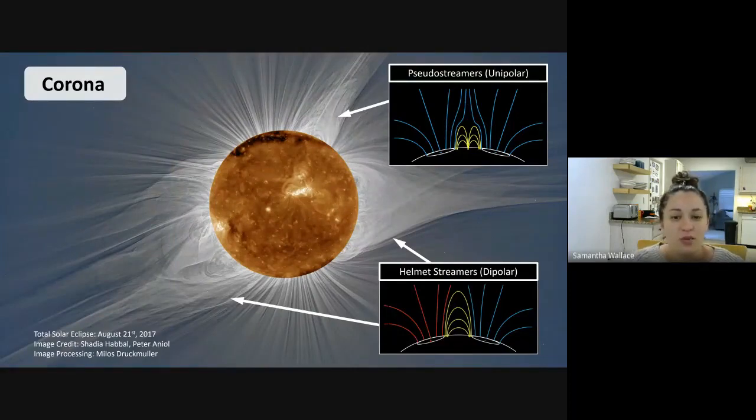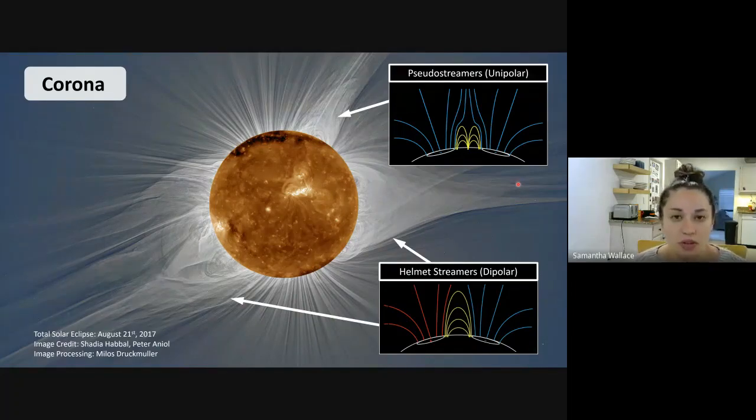Pertinent to this work are two types of streamers that form in the corona: helmet streamers and pseudostreamers. Helmet streamers are dipolar, in that they form between two coronal holes of opposite polarity. They tend to be larger, and the underlying closed field undergoes more expansion.